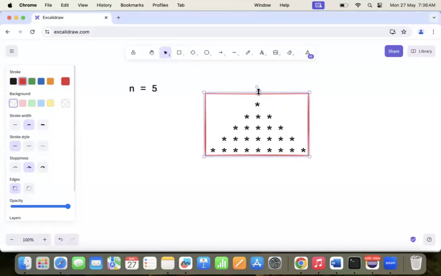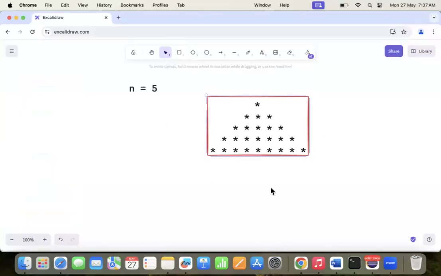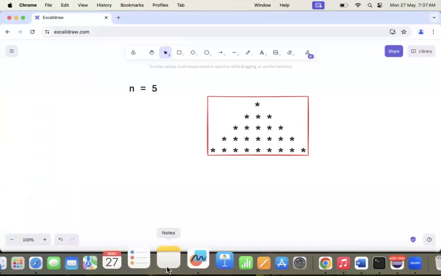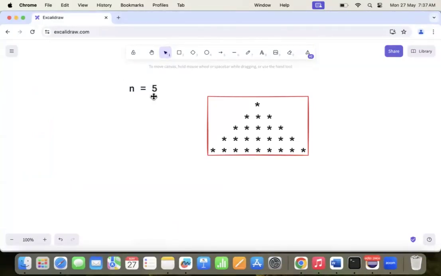Guys, you need to think of how you write the logic, or what loops are required to display a pattern like this. Did you get my question, everyone? When n is equal to 5, you should display a pattern like this.